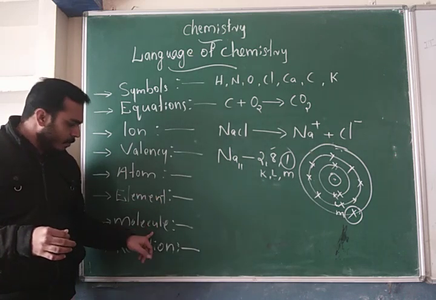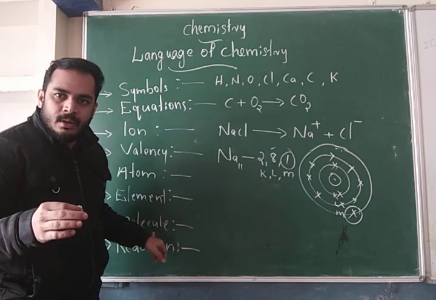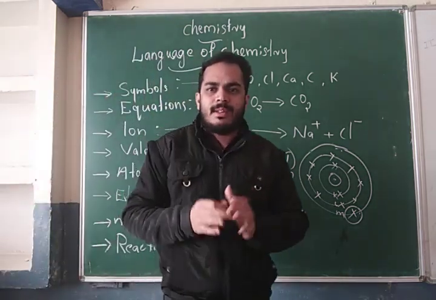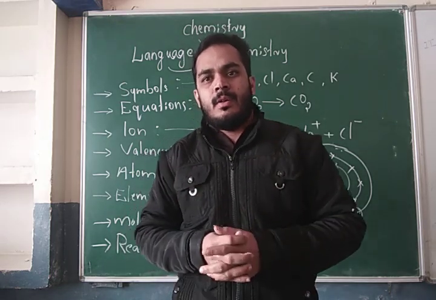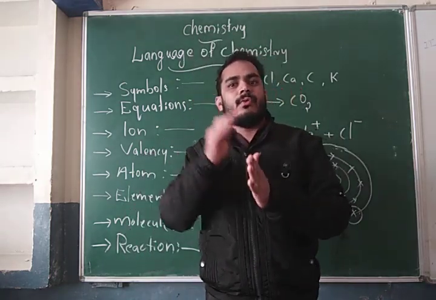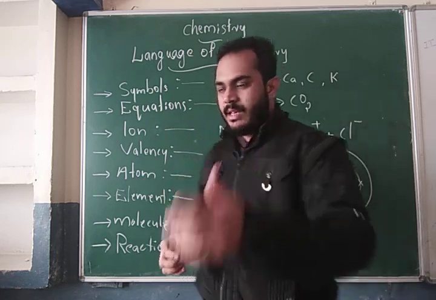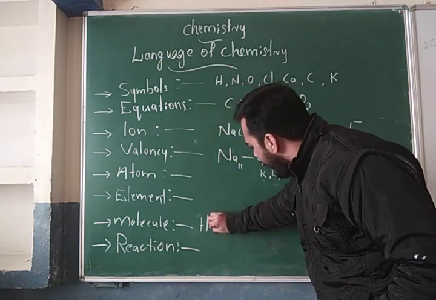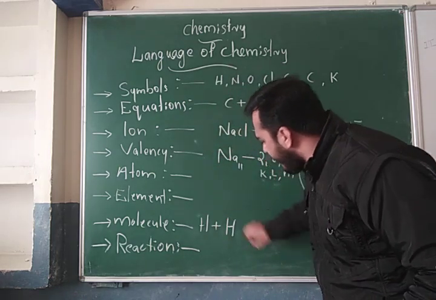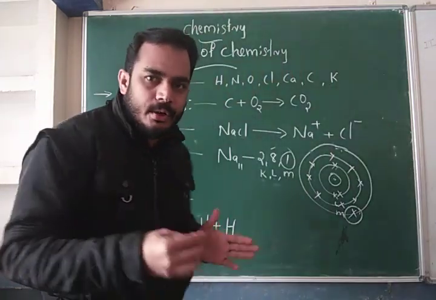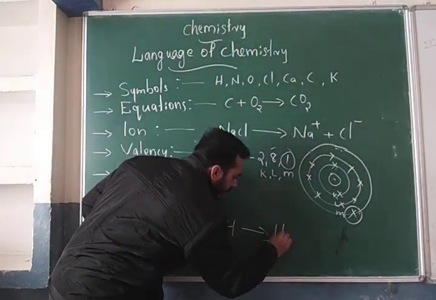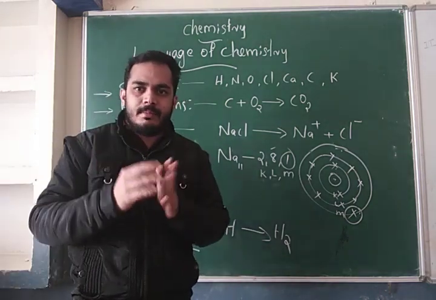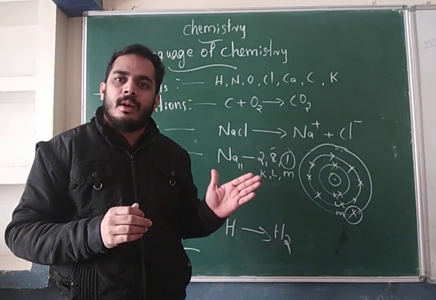Element, molecule. Molecule means the molecule of an element and the molecule of a compound. The two are different. What is meant by a molecule of an element? For example, hydrogen reacts with another hydrogen to form H2. That means diatomic hydrogen is a molecule of an element.